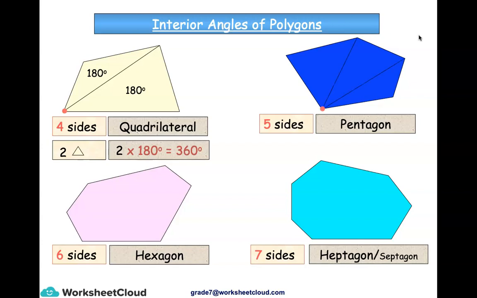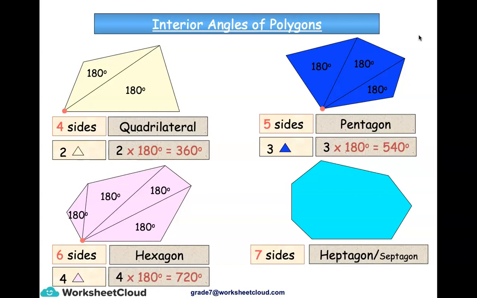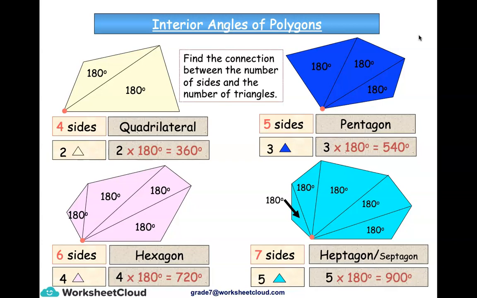In a pentagon, I can make three triangles. Each triangle is 180 degrees. So my interior angles of a pentagon must be 540. For a hexagon, 4 triangles, and 4 times 180 is 720. So that's the size of the interior angles of a hexagon added together. And in a heptagon or septagon, it's 5 triangles, and 5 times 180 is 900. So there is a little bit of a link between the number of sides of a polygon and the number of triangles that you can make in that polygon.